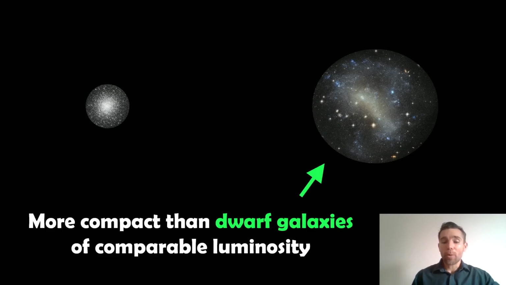Now, they're much more compact than a normal dwarf galaxy of a comparable luminosity. So if we were to measure the luminosity of this galaxy, an ultra compact one would be much more compact and smaller for the same amount of luminosity compared to a much larger dwarf galaxy. So they're smaller, but they have a greater amount of luminosity for their size. They're more compact, I suppose is the right way to say it. Hence their name, ultra compact. So they're smaller in size than a dwarf galaxy, bigger than a globular cluster.